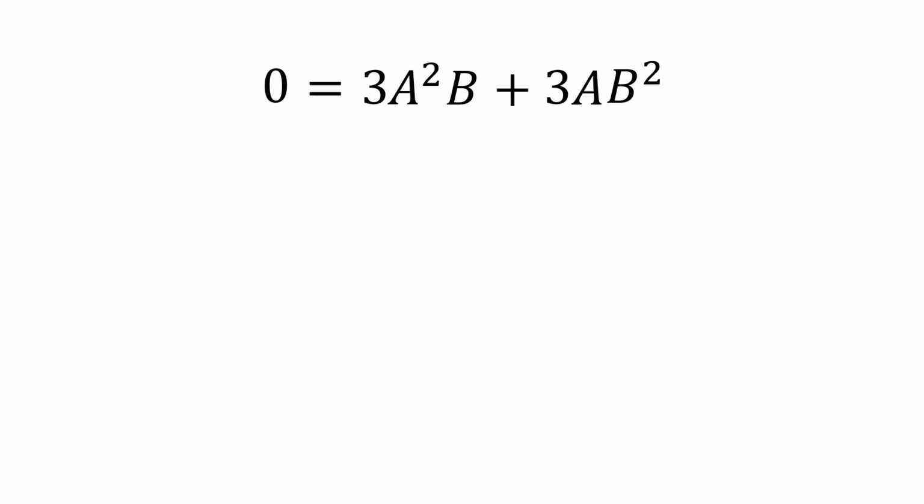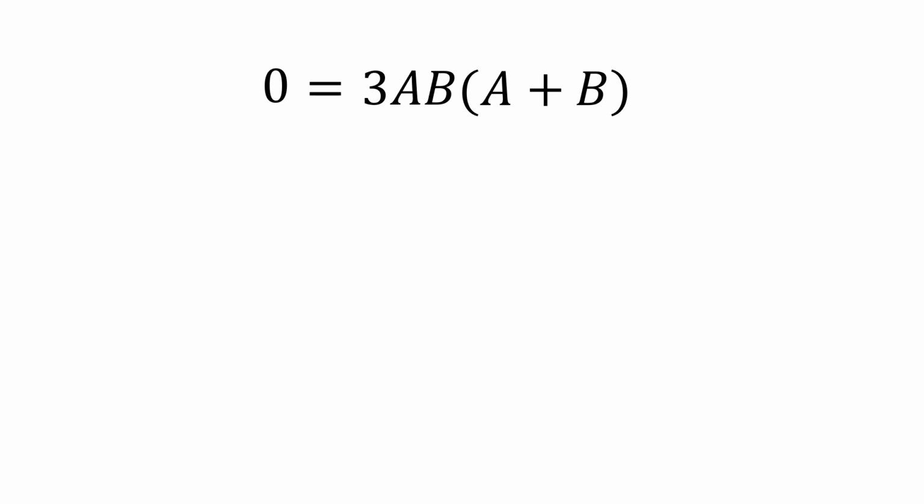Can you see the common factor? Both terms contain 3. Both contain a, and both contain b. So we factor them out. That gives us 0 equals 3ab multiplied by (a plus b). This is the breakthrough. We've transformed a cubic equation into a simple product equal to 0.